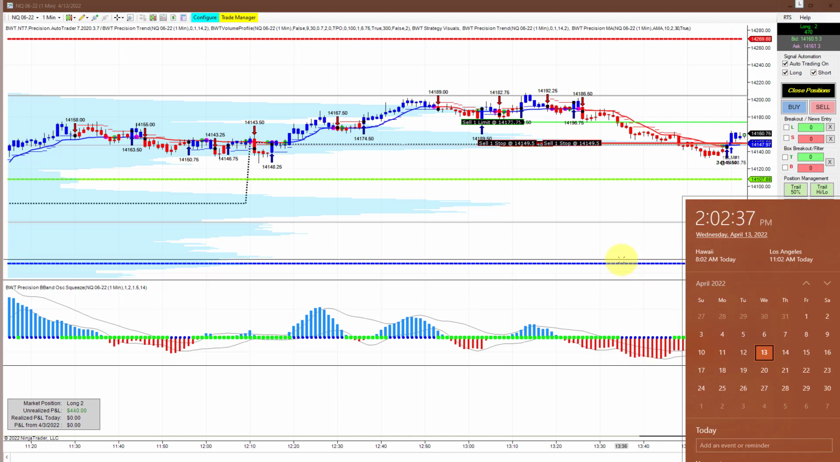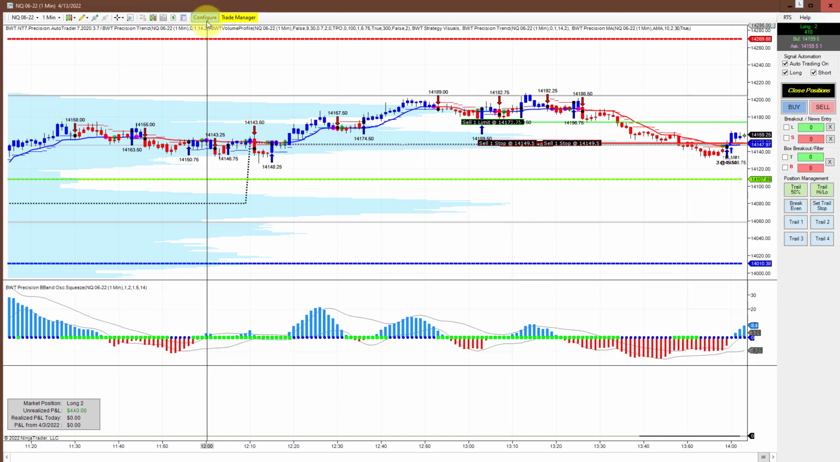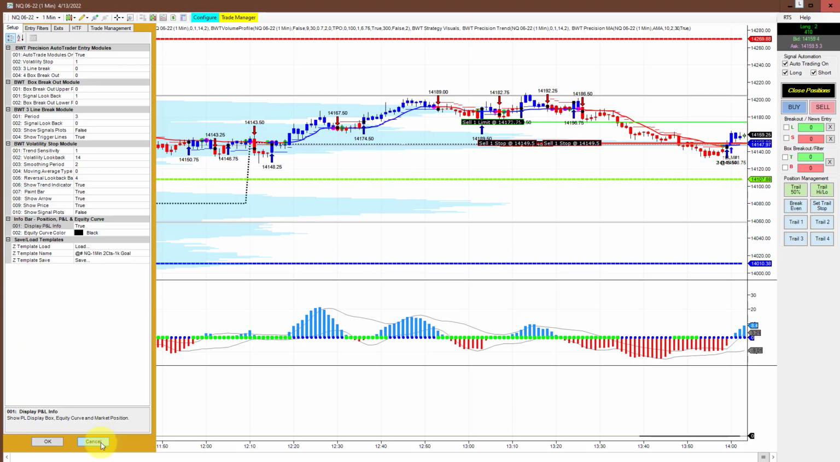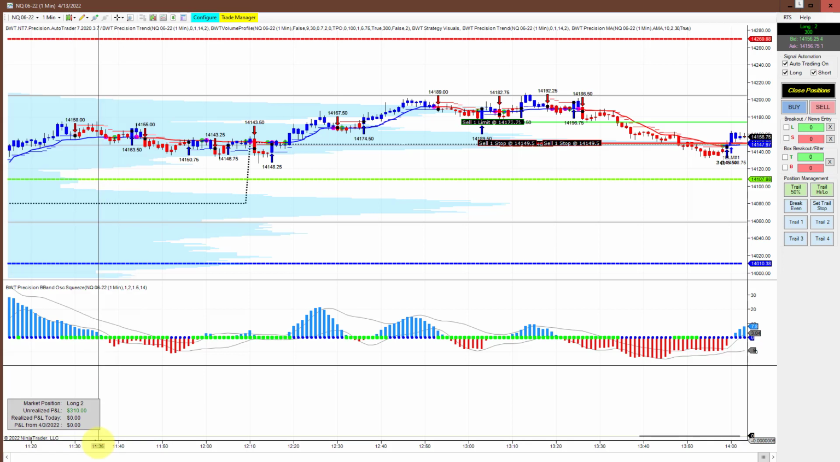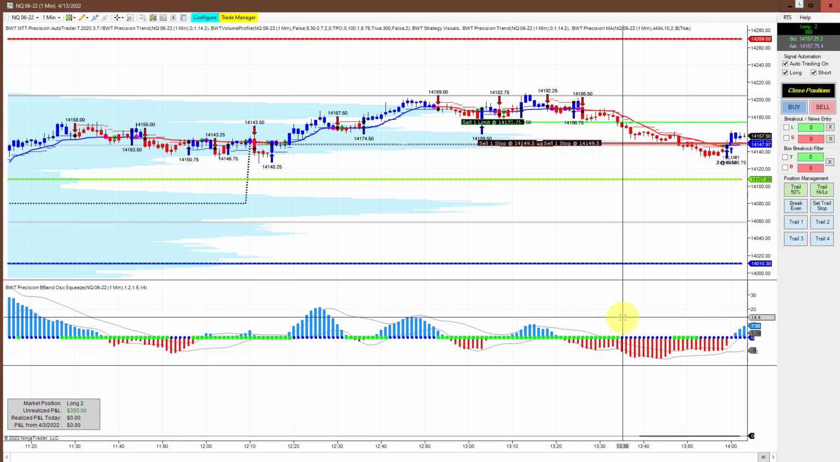It's about 2 p.m. and I started a new Leeloo account. This is a 1 minute chart. It's got a $1,000 goal on two contracts. And this is basically an idea that Trader Jim talked about, is just trading the precision trend indicator.